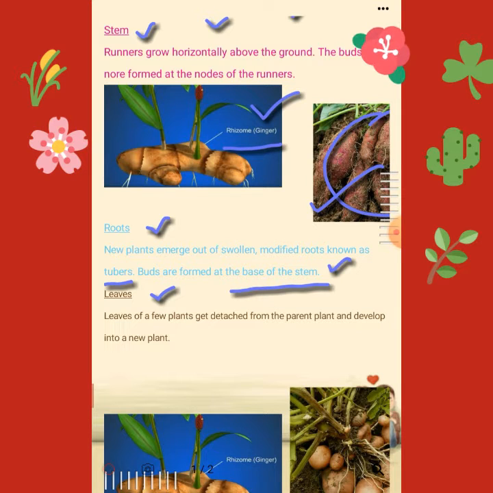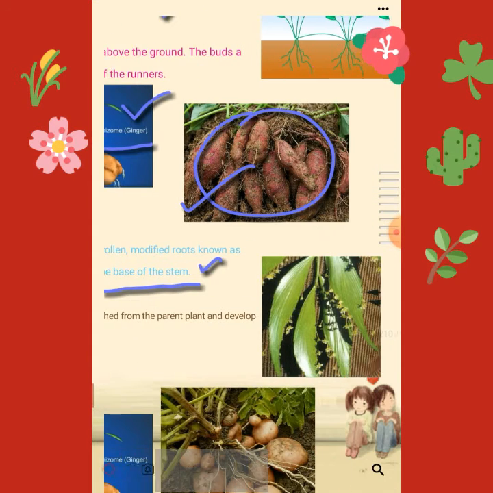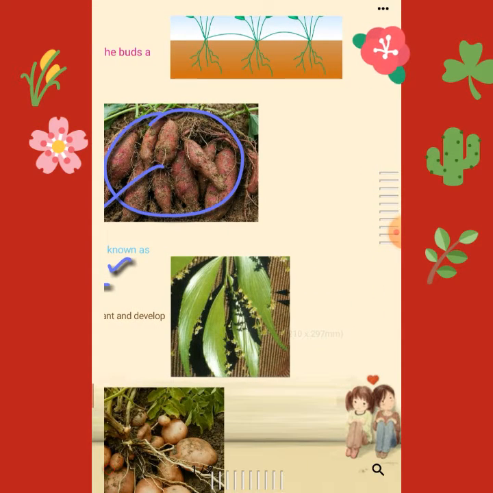Coming to leaf, which type of plants have leaves that are helpful in propagation of the new plant? Like Begonia and Bryophyllum leaves, if you see, this is the best example, Begonia and Bryophyllum. This is the plant Bryophyllum.